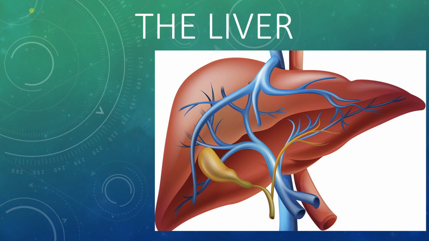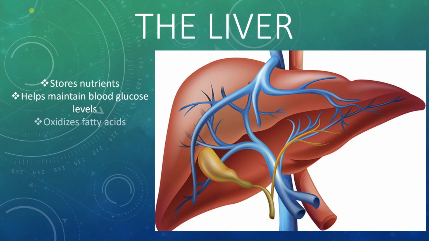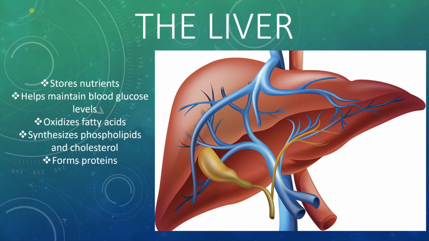Besides being the largest internal organ in the human body, the liver is responsible for a number of key processes. The liver stores nutrients that aren't immediately needed and helps maintain blood glucose levels by assembling glucose into long chains of glycogen. Additionally, the liver oxidizes fatty acids, synthesizes phospholipids and cholesterol, and forms proteins. While all of these processes are very helpful, two of the most important functions of the liver are removing toxic substances from the blood and producing bile.